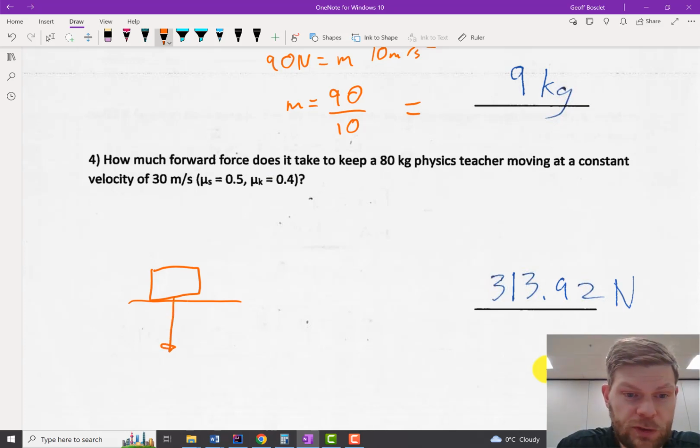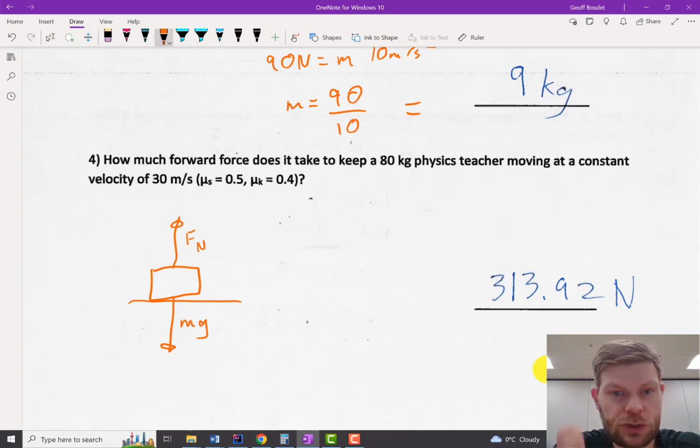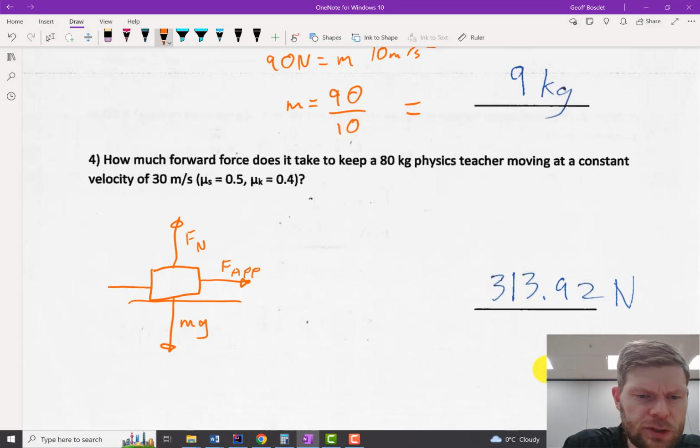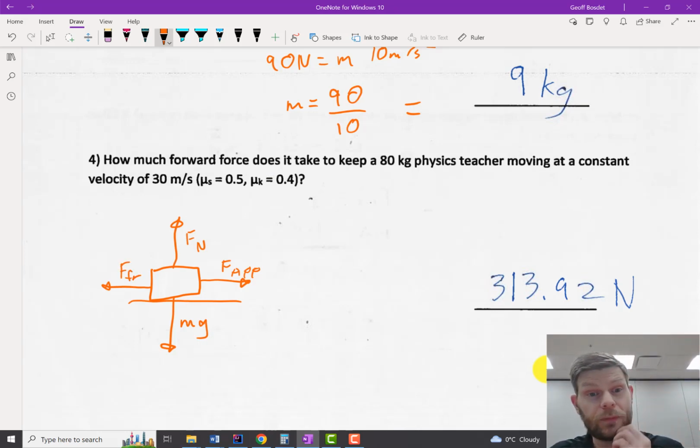Gravity down. So physics teacher is on Earth. So we got mg down. We've got normal force up. The surface just pushing straight out of itself so the physics teacher doesn't fly through the ground. We've got some forward force propelling the physics teacher forward. Maybe I'll call it applied or something, but you can call it whatever you want. I don't really care, as long as it makes sense. And backwards, slowing the physics teacher down, we've got friction. And those are our forces in this scenario.